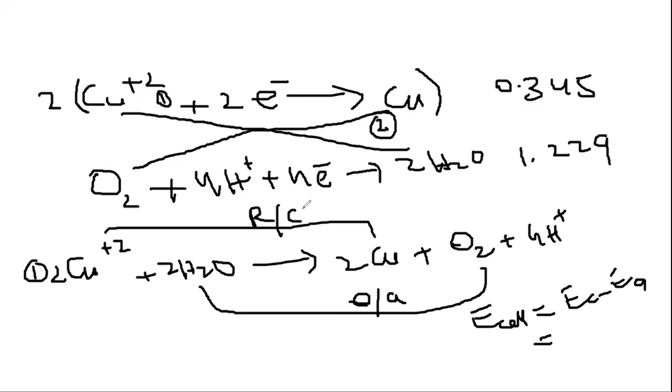So cathode, here copper is the cathode, and the potential of copper is 0.345 minus, and this is the anode, and the half cell of the anode is 1.229. The answer is minus 0.884.